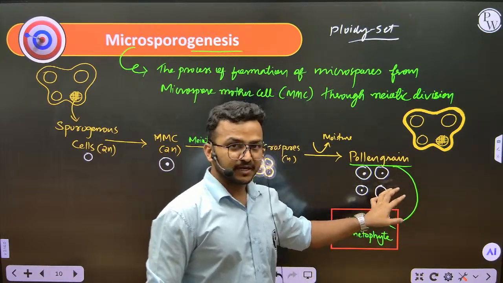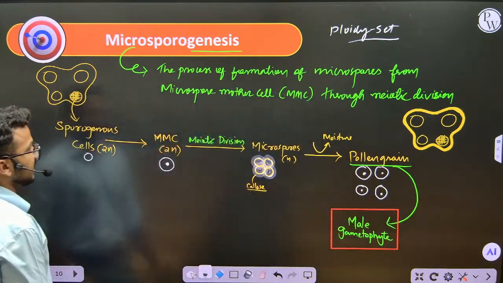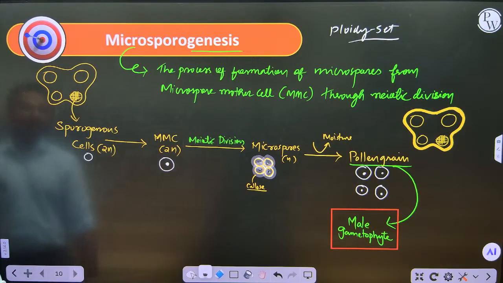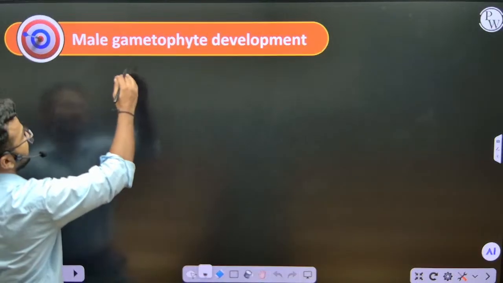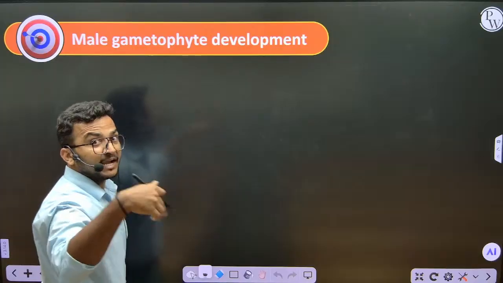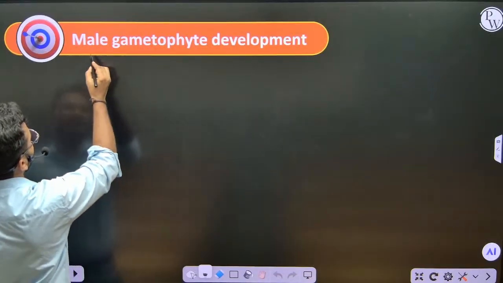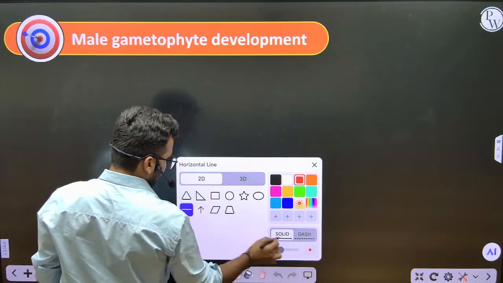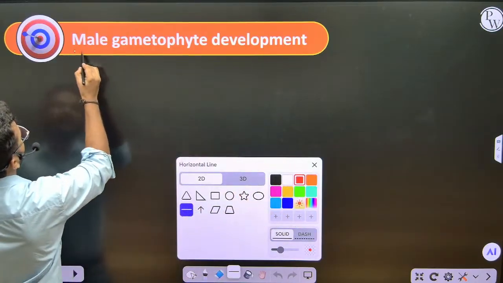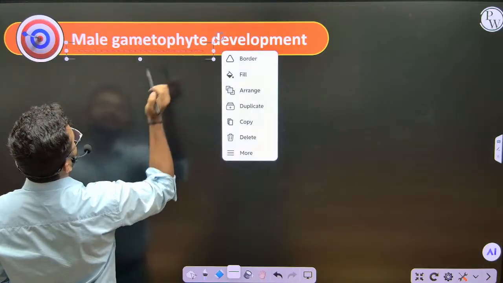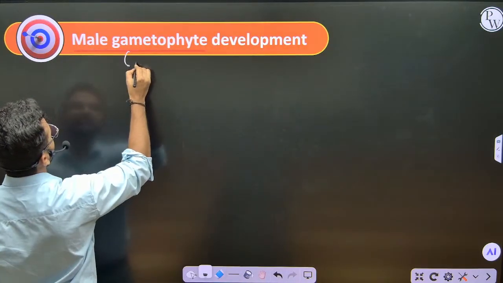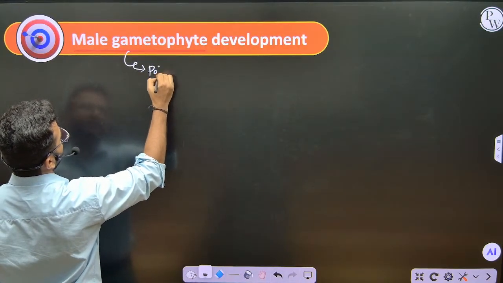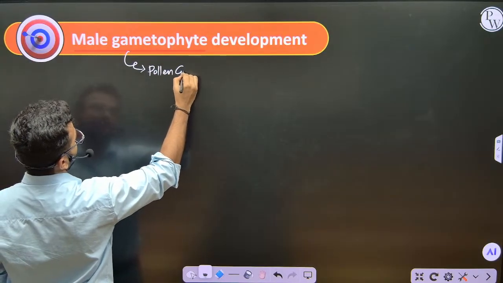But before maturation there is a process still continuing, no? So that we will be studying in pollen grain now. That we will be calling male gametophyte development. Here male gametophyte means, see, understand these lines. Here male gametophyte, in the sense, they are talking about pollen grain.